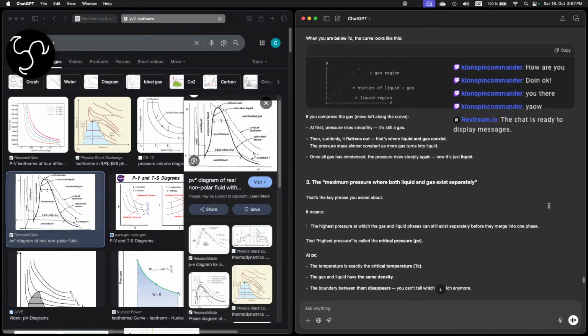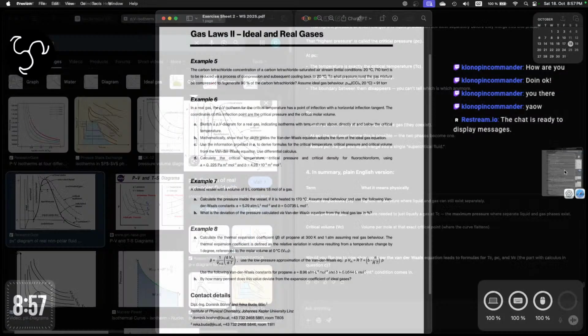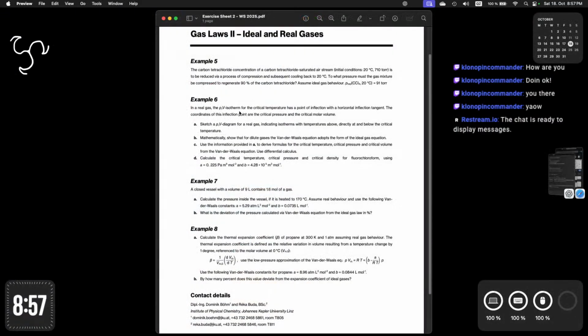So once again, I gotta ask you: real gas, critical temperature. Sketch a PV diagram for real gas indicating isotherms for temperature above, directly at, and below the critical temperature. Okay.